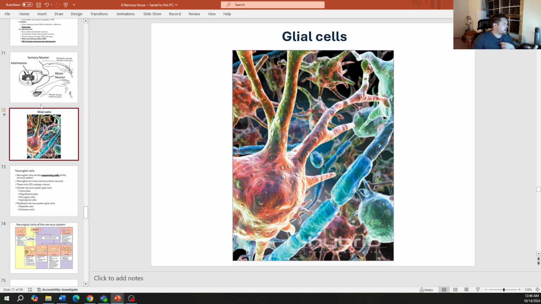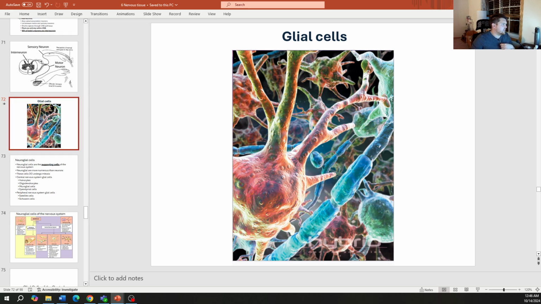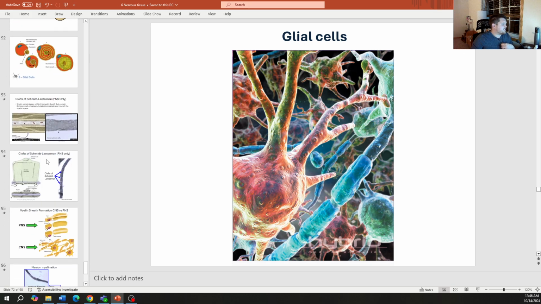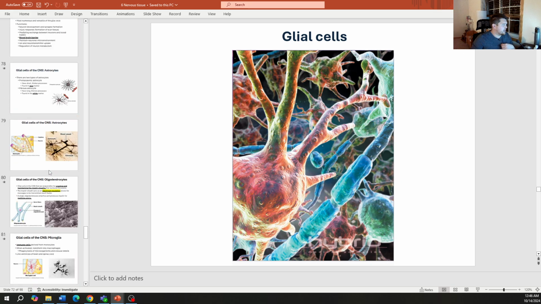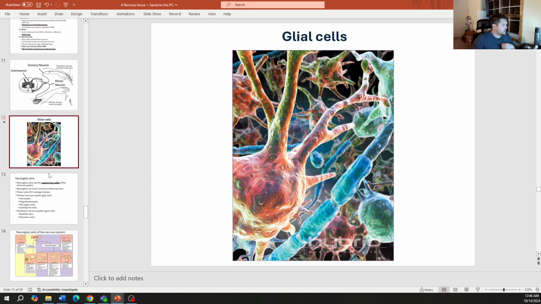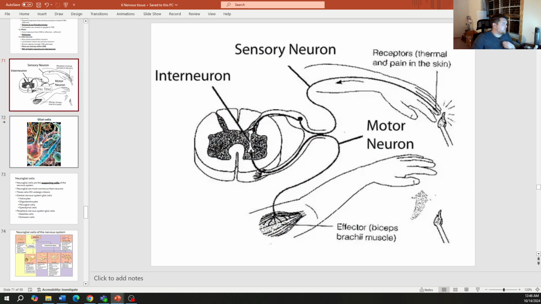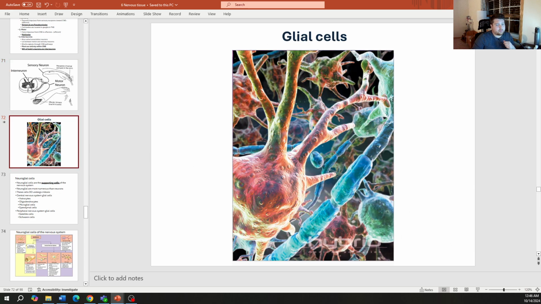Well, I think what I'm going to do is split this one up into 3 parts, because we only have about 10 minutes left, and there's no way we're going to get through all of the glial cells in the next 10 minutes. So I'm going to make this a part 2, and then we will continue on with part 3.